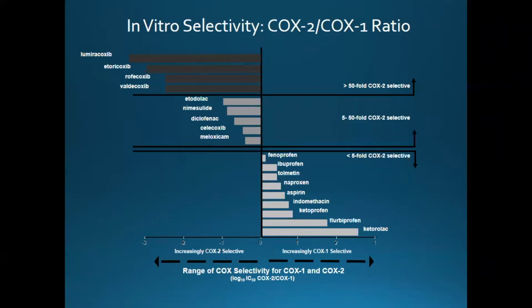How long can you give Ketorolac or Toradol for in a row? 5 days. Is that what you said? 3 days? 5 days. 5 days is the labeled duration. Now, the big question that always comes up is, well, how long do you have to wait until you do another 5 days? I don't know.